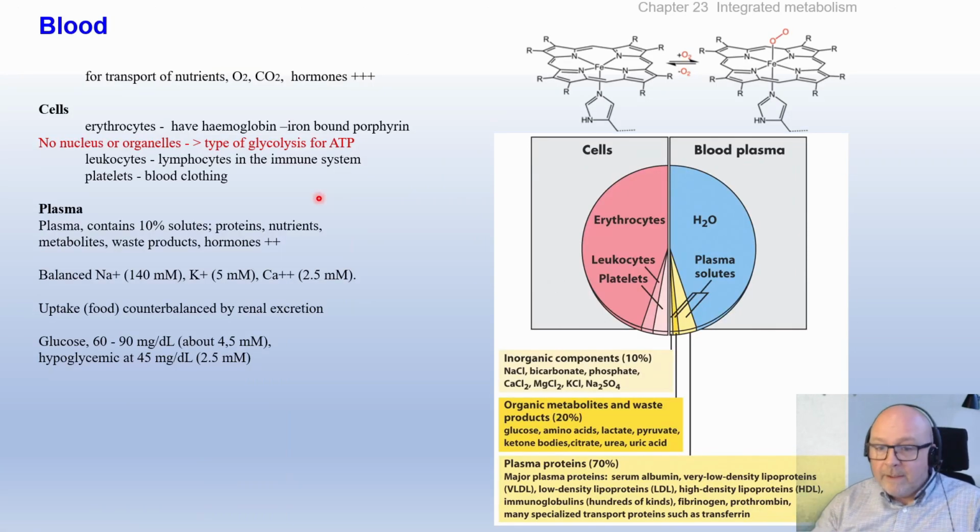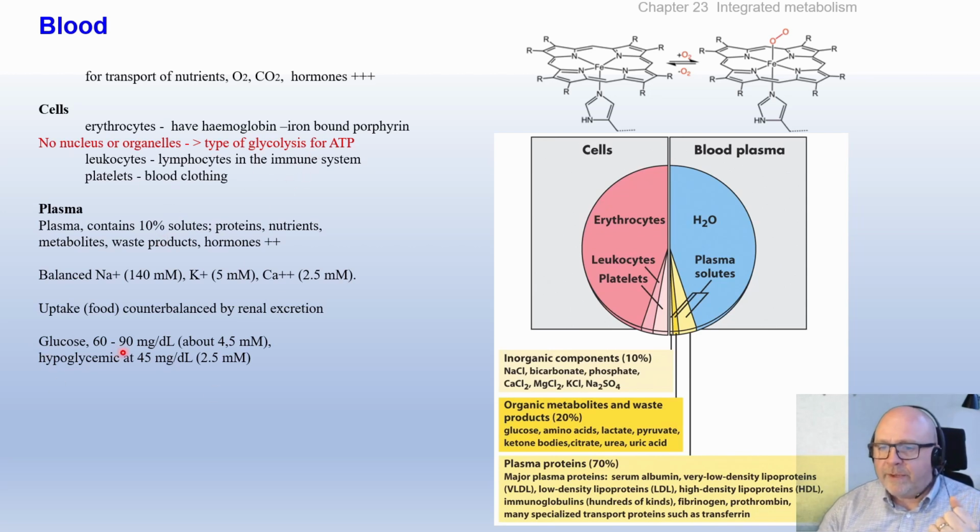And blood, the last organ, and I don't have much to say about it really. It's transport of nutrients, oxygen, carbon dioxide, hormones, and more. Type of cells you're pretty familiar with. Erythrocytes, the red blood cells, are a bit unique in that they have no nucleus or organelles, and they have a special type of glycolysis to get ATP. They still need energy, right? Despite not having a mitochondria. But you don't need to know much about that.